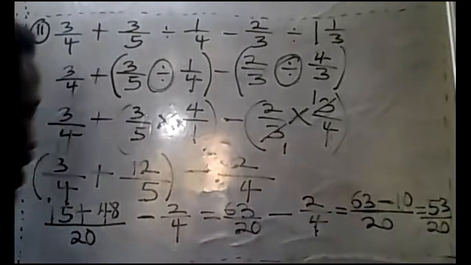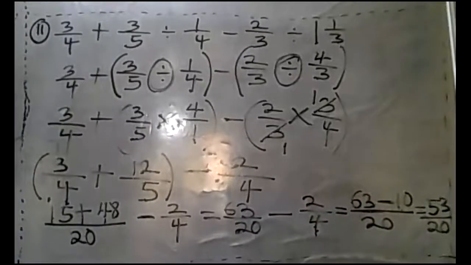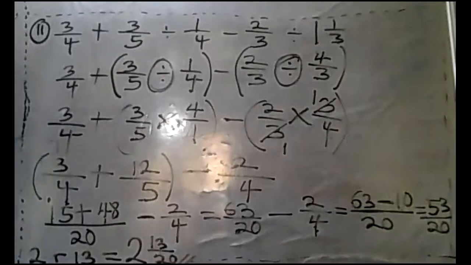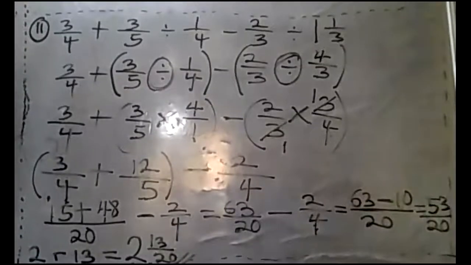So how many 20 do you have in 53? That is 2, remainder 13. So my answer is 2 whole number, 13 over 20. Can you see that? My answer is 2 whole number, 13 over 20.